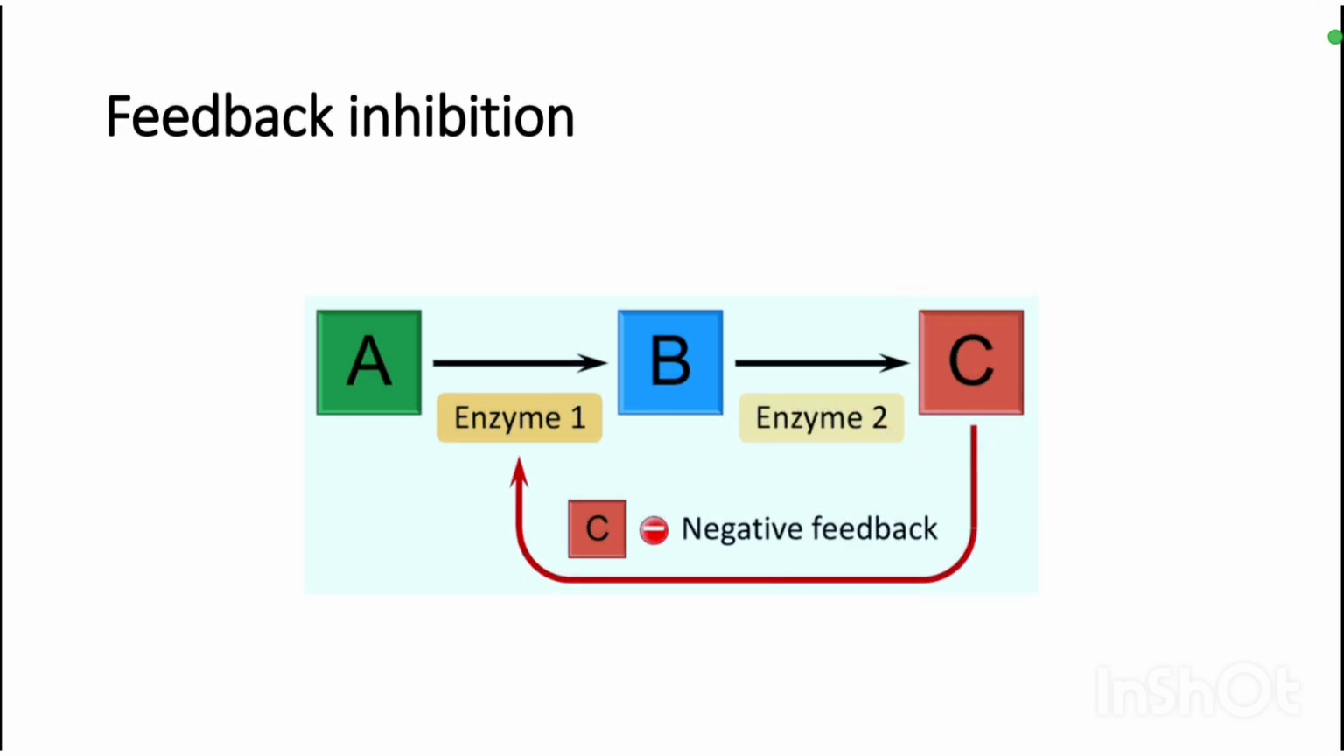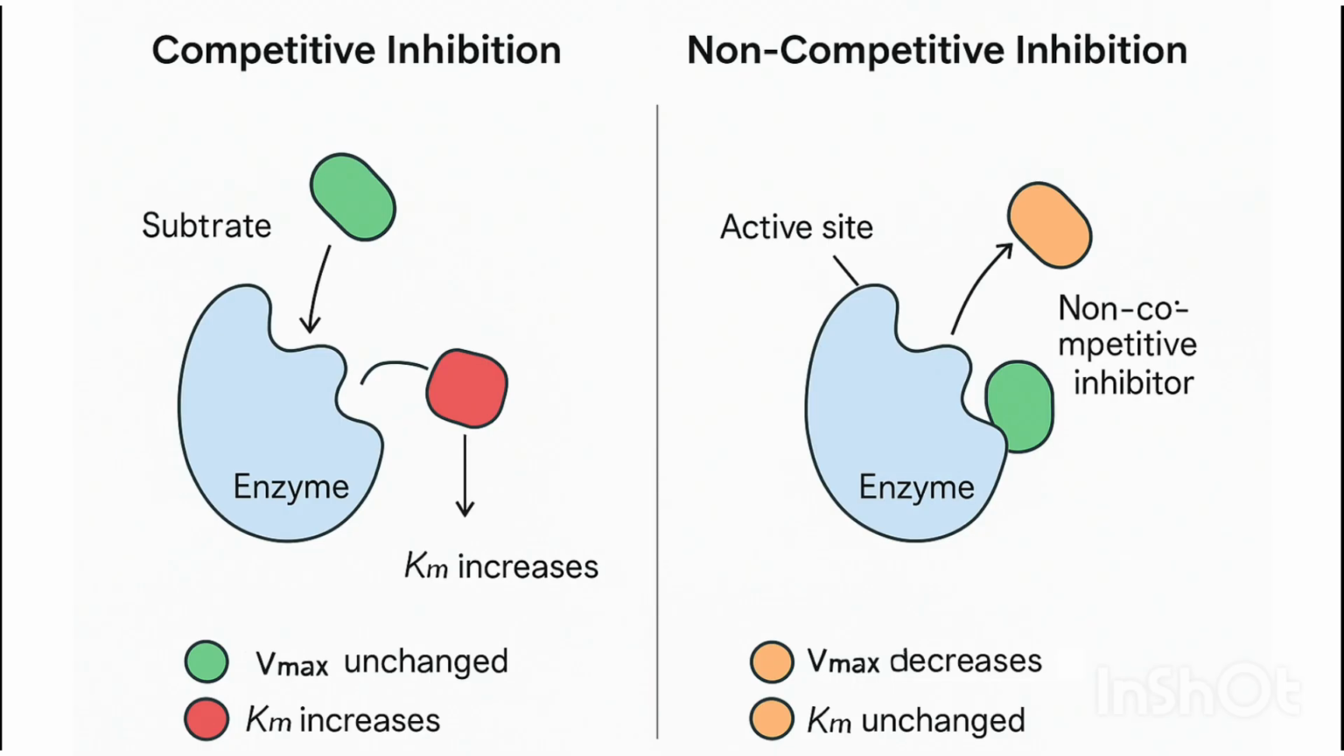Now we will discuss the effect of those inhibitions on Km and Vmax. During competitive inhibition the Km increases. Km increases because the binding of the inhibitor at the active site lowers the affinity of the enzyme for the substrate. So ultimately Km increases, but Vmax remains unchanged.